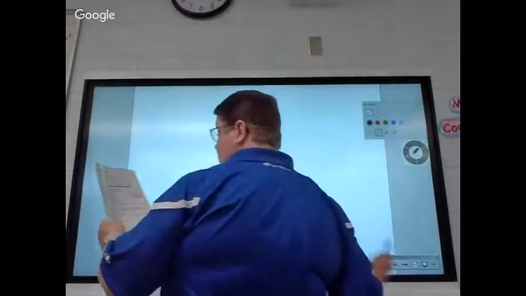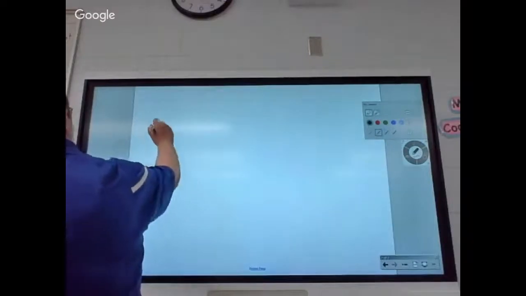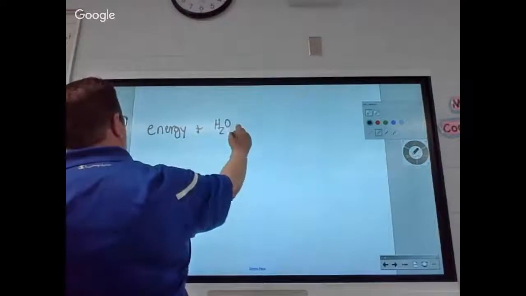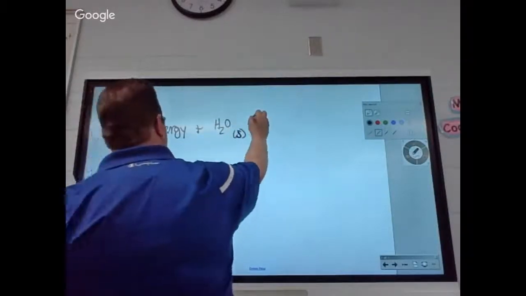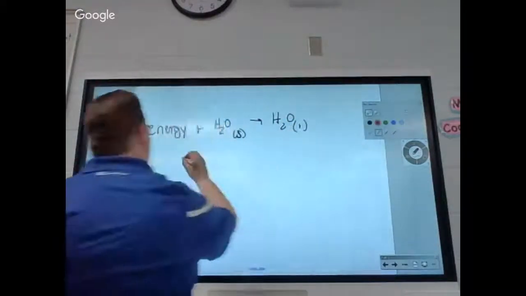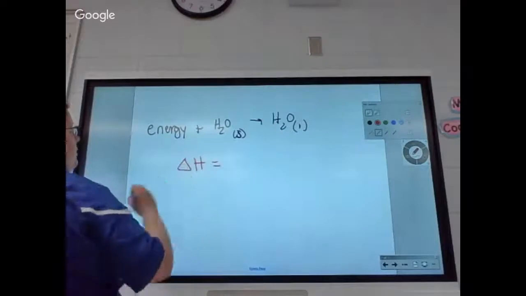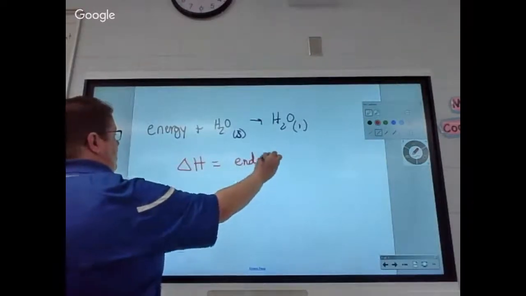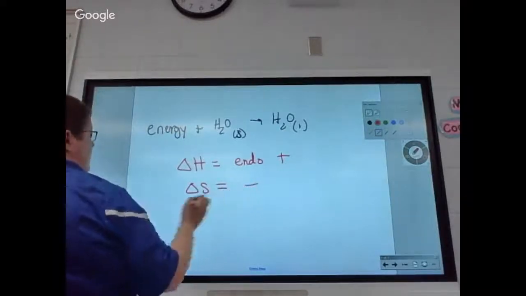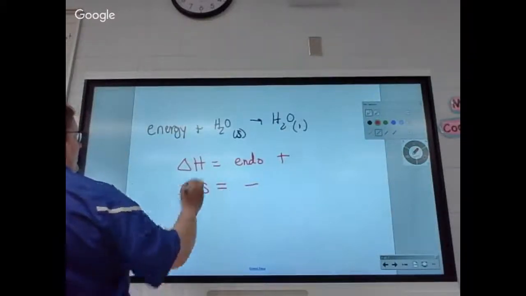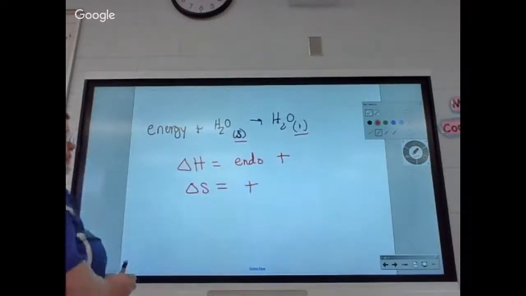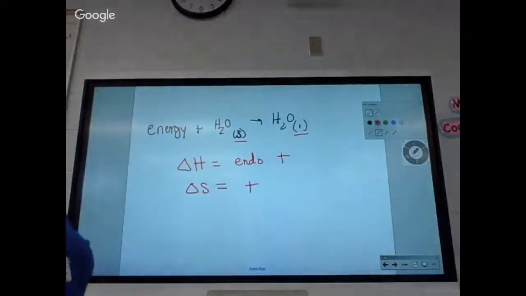And the last question, you have energy plus water as a solid. That's a really bad solid. And you become water as a liquid. All right, so what can you tell me about our delta H? It's endo, so we have what sign? And what can you tell me about delta S? It's positive or negative? Are we increasing or decreasing? So it's positive. All right, so here's a trick for you.